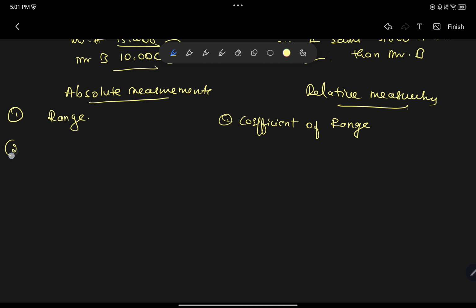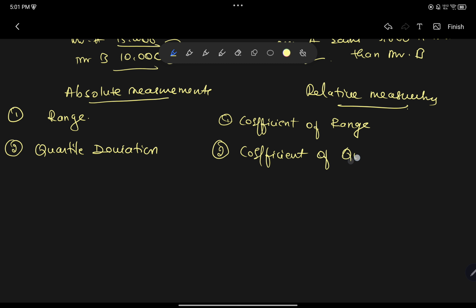Next, quartile deviation, and for that, the coefficient of quartile deviation.